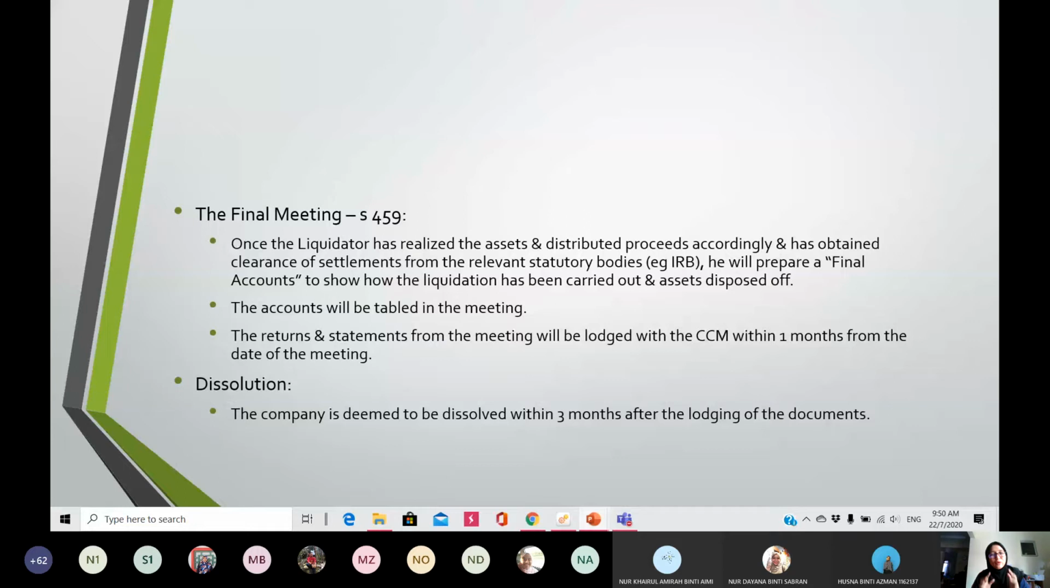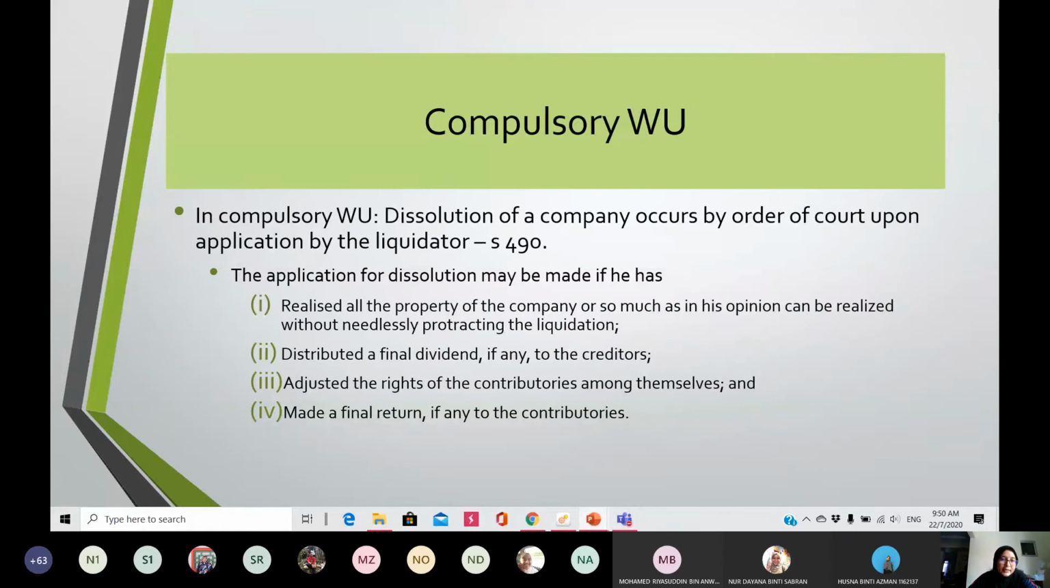Macam proses winding up tu lawyers punya kerja. Okay, and then lepas je the company has been wound up is the liquidators punya kerja. Auditors, accountant, orang yang has professional license to do this. You just need to know how it is done. Okay, and then as to the compulsory winding up, dia occur by orders of court upon application by the liquidator. So after the company has been wound up, okay, all of the process must be conducted by the liquidator. Okay, and then at the end process, the liquidator will apply to the court for the dissolution.